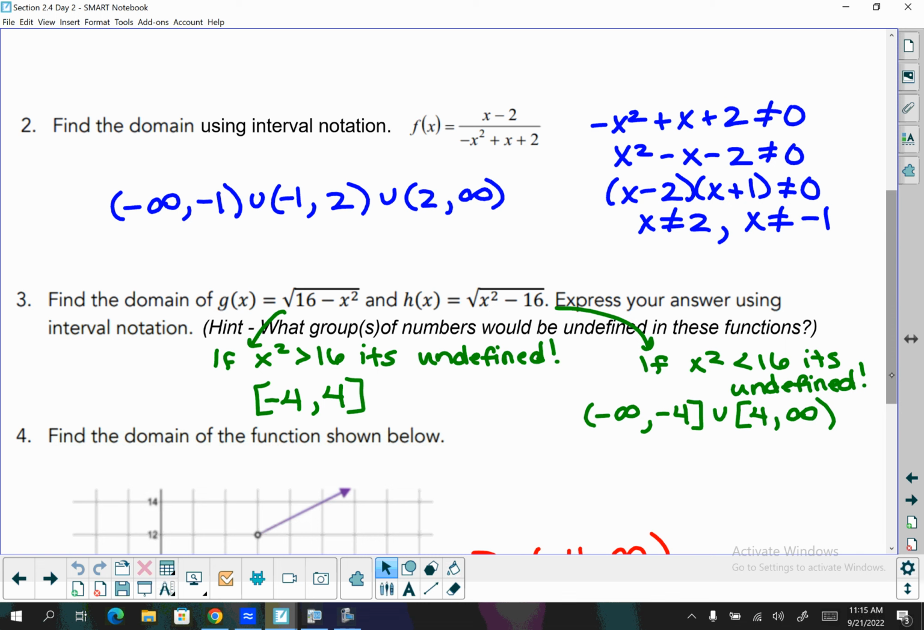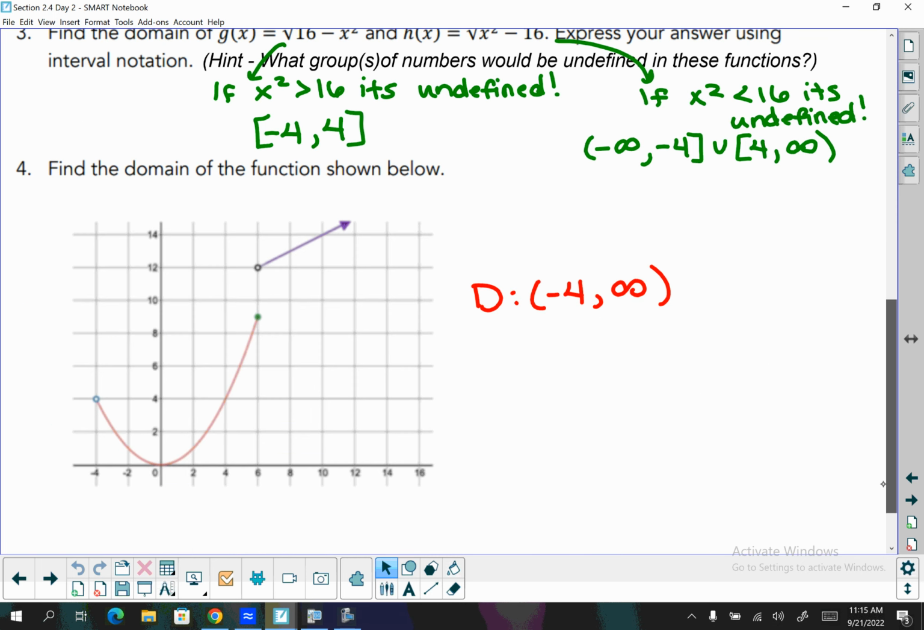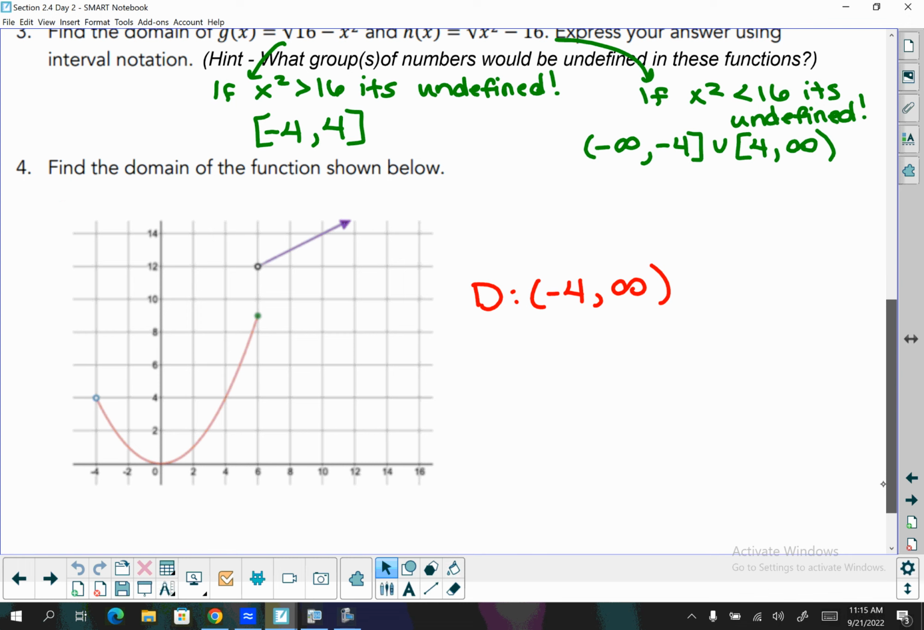And this is exactly the opposite. If I plug in anything between -4 and 4, it gives me a negative underneath. So it's either got to be smaller than -4 or bigger than positive 4. And then at the bottom, there's the domain. You can have this written in 2 different groups.